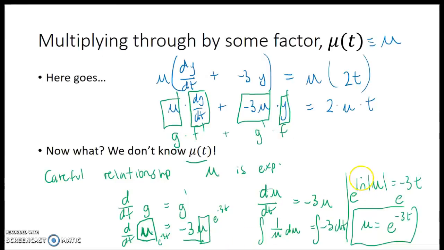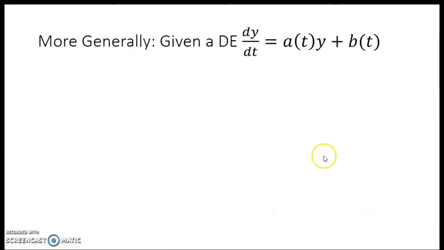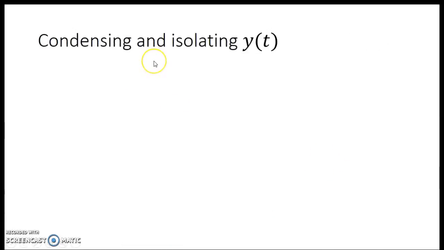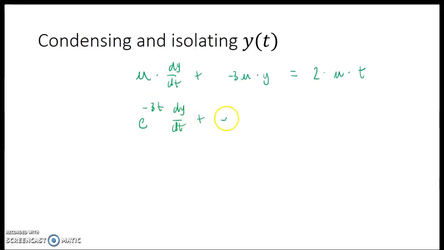So I now know mu. How do I proceed with this? Well, now I can go ahead and condense and isolate y of t. So at the last step, we knew the following: mu times dy dt plus negative 3 mu y has to equal 2 times mu times t. And now I know that mu is e to the negative 3t, so I'll plug that in: e to the negative 3t times dy dt, plus negative 3e to the negative 3t times y, equals 2e to the negative 3t times t.